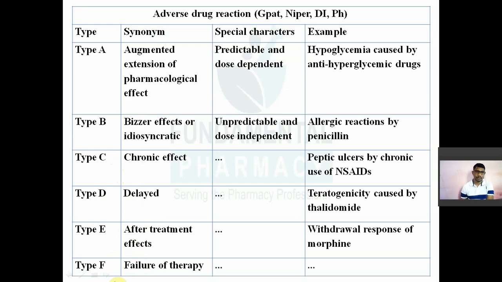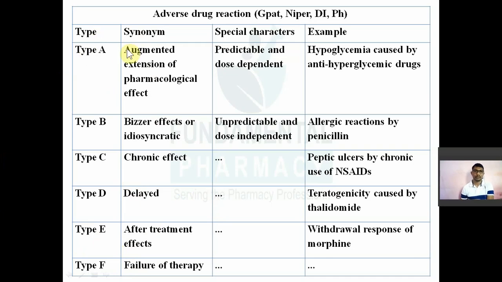E for after treatment effect. Then type F adverse drug reaction is known as failure of therapy. So F is for failure. Okay, so you can remember these reactions and their synonyms by just A for augmentation, B for bizarre, C for chronic, D for delayed, E for after treatment effect, F for failure of therapy.